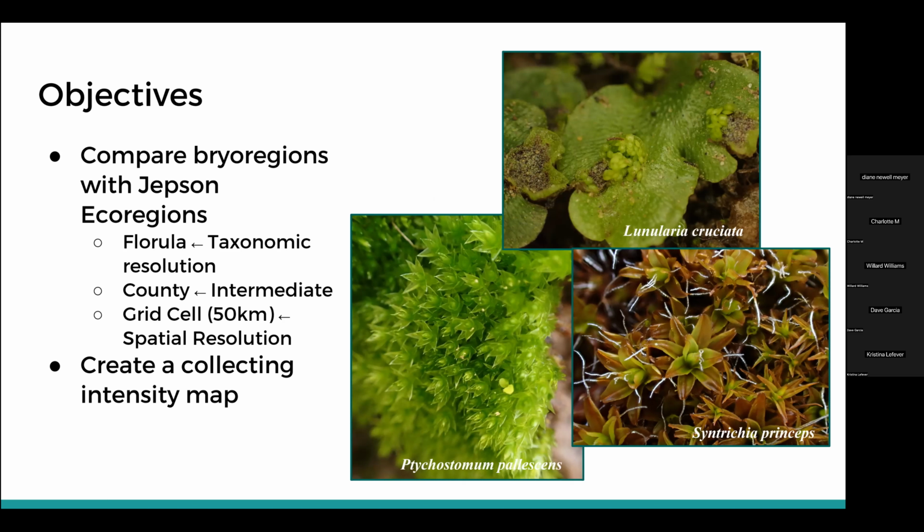Then we'll look at a data set that is confined by counties. And lastly, we'll look at a data set that's confined by 50 kilometer square grid cells, and so has a high spatial resolution. Also, we're going to talk about creating a collecting intensity map in California for bryophytes, because as you'll see shortly, this data set is certainly incomplete, and there are many gaps in our knowledge of bryophytes in California and in the West as a whole. So we can take a look at that as well.